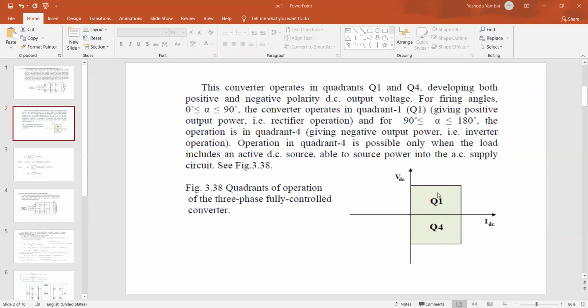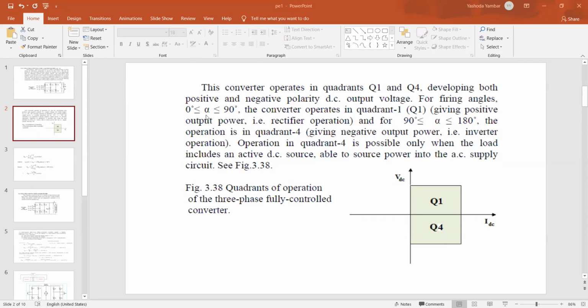Quadrant 1 operation is achieved when firing angle is maintained less than 90 degrees. When firing angle is less than 90 degrees, maximum power is transferred from source to load and the motor rotates in forward direction. In order to make the motor act as generator, the firing angle of the power electronic circuit must be greater than 90. This is what is explained here.